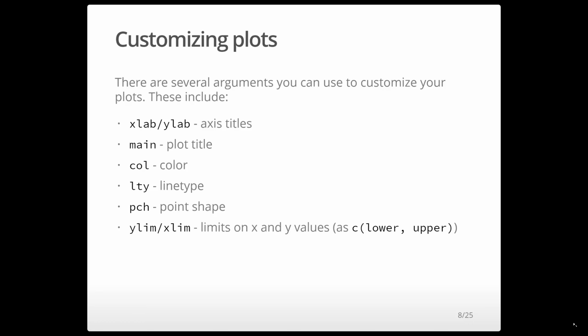We can tweak our plots and customize them with several arguments. So we can add axis titles with the xlab and ylab arguments, and a plot title with the main argument. We can change the color with the col argument. We can change line types, point shapes, and the limits on the X and Y axes. And note that we put these inside the concatenate, this c function.